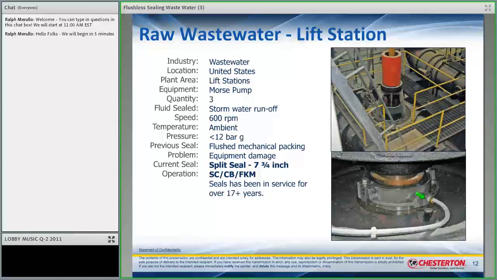Now, this lift station doesn't pump sewage, it pumps stormwater runoff. So the idea is when it rains a lot, the sewage overflows, and it goes into this wet well, and then that's pumped to the wastewater plant to process. So this is more of an overflow. So they're not run all the time.